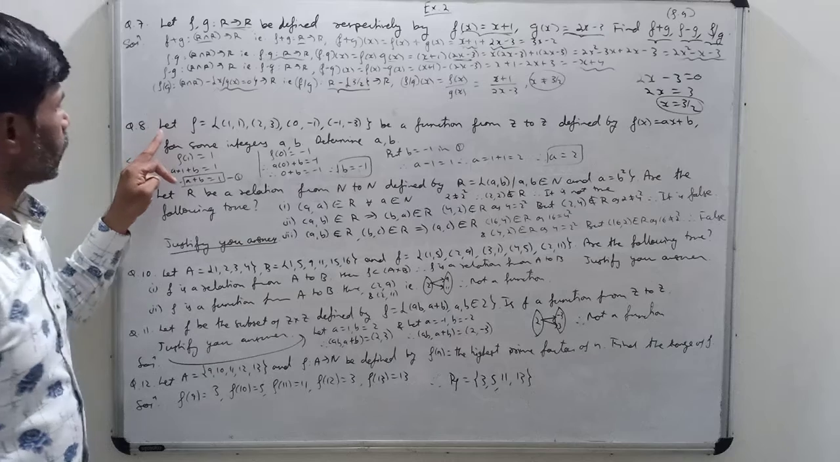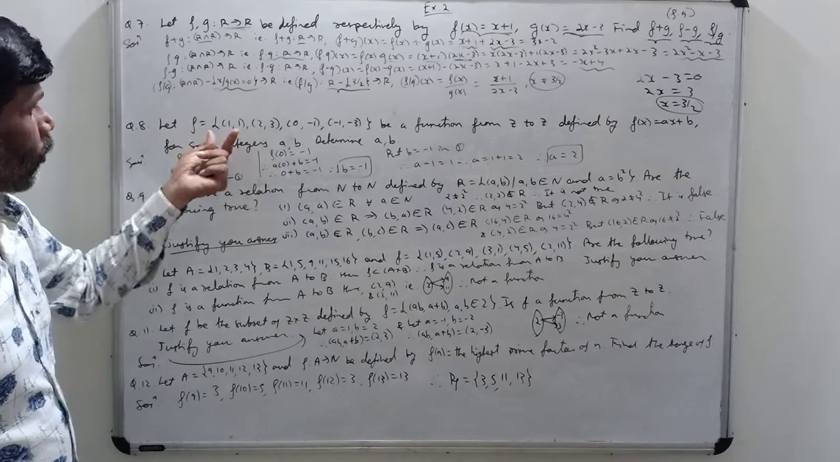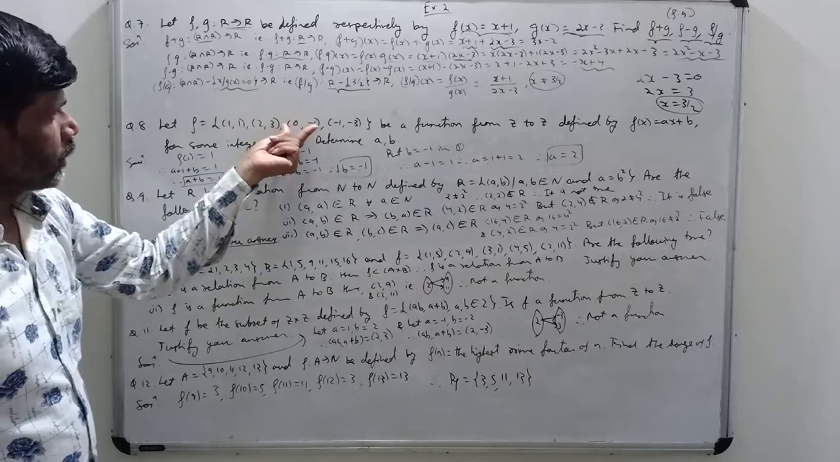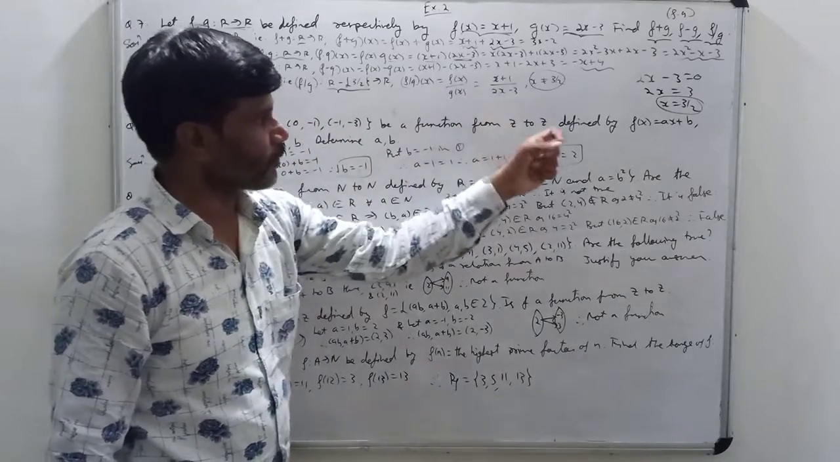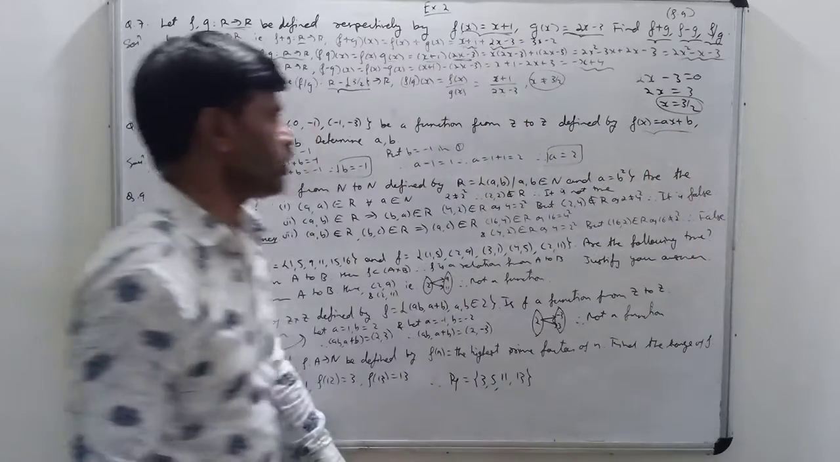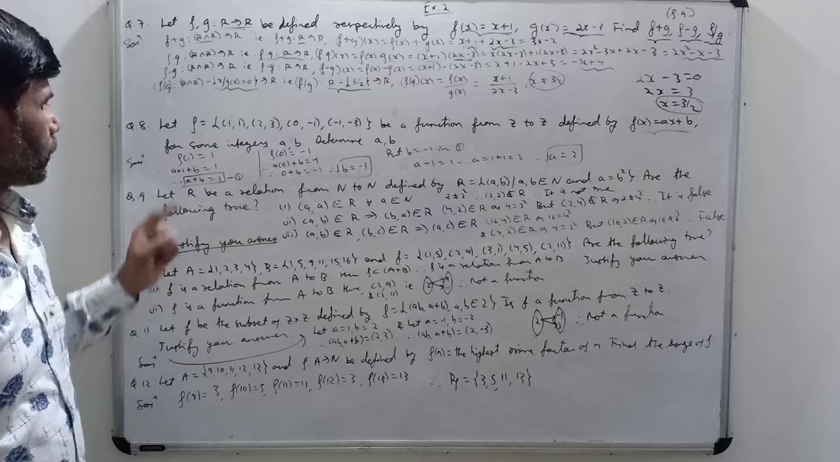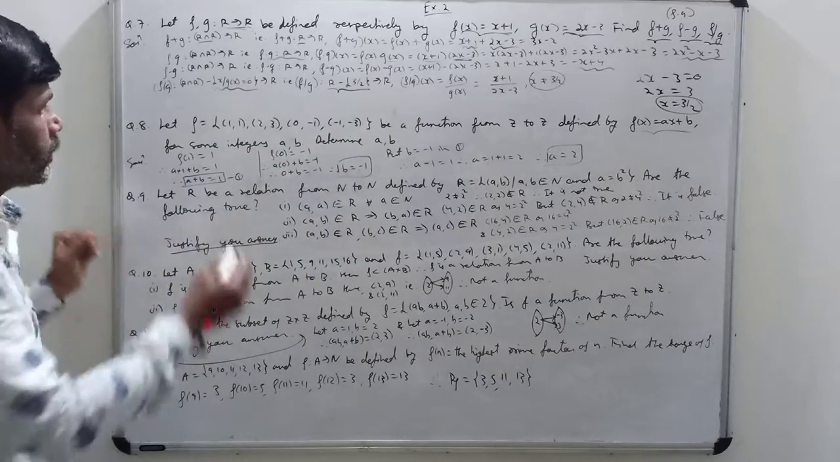Okay. Now question number 8. Let f be a function given by the ordered pairs {(1, 1), (2, 3), (0, -1), (-1, -3)}. This function is defined from Z to Z, and f(x) is equal to ax + b. Additionally, they have given this also, two ways they have shown. Now for some integers a, b, f(x) = ax + b. Determine a and b.